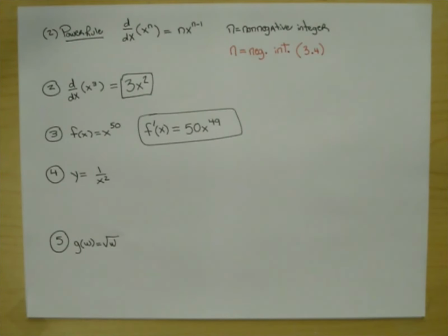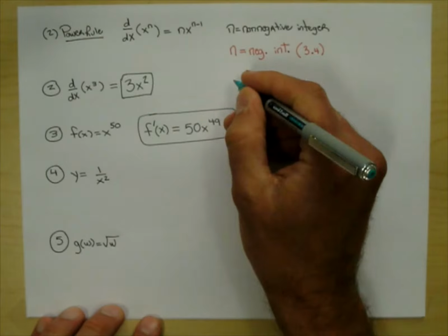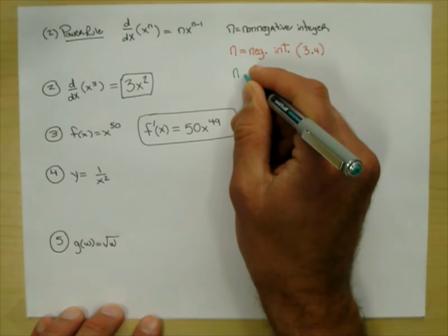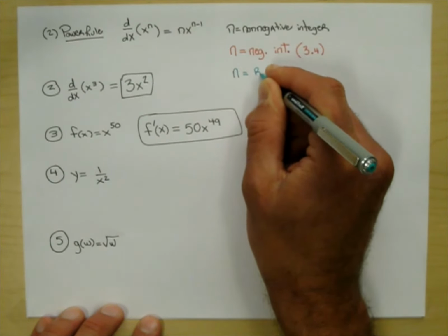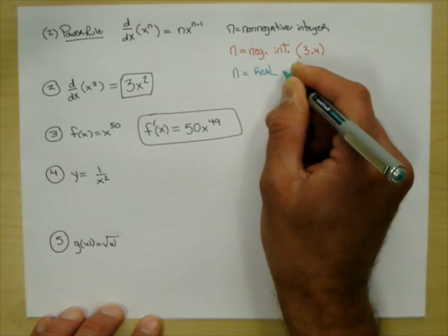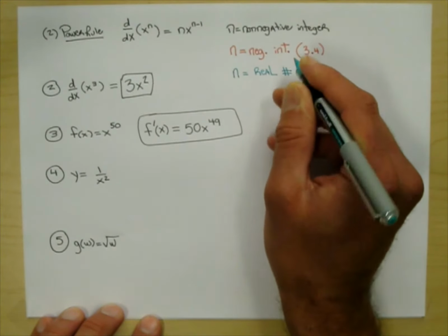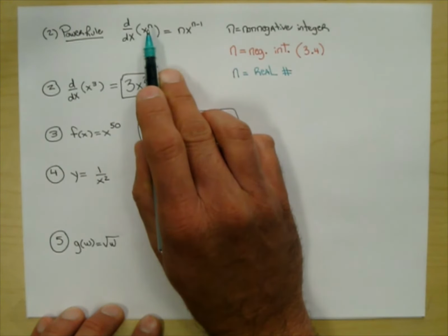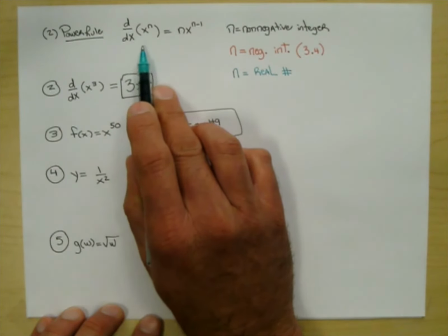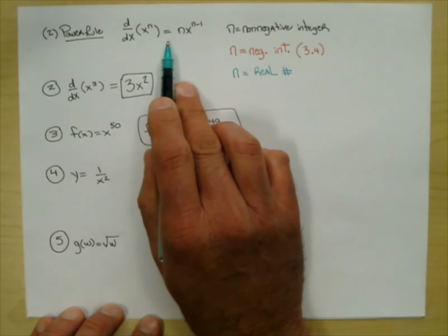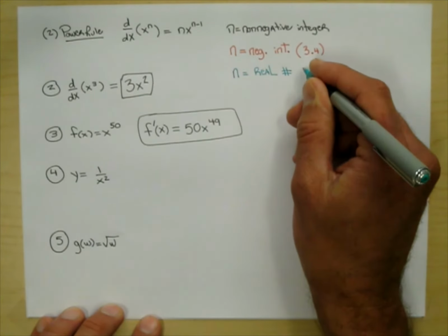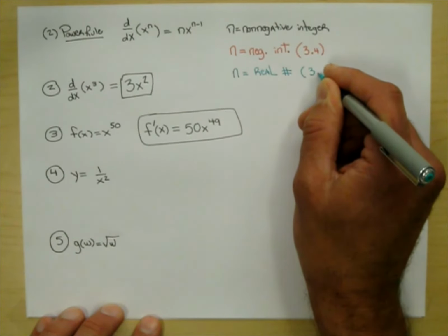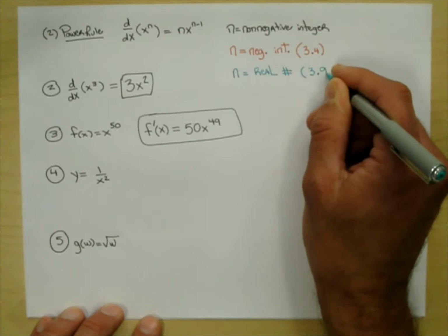Here's another deal. Sometimes n can be just any real number. So n can be pi or 1/2, any real number. And guess what? The power rule will still work. And that can be proved in 3.9.